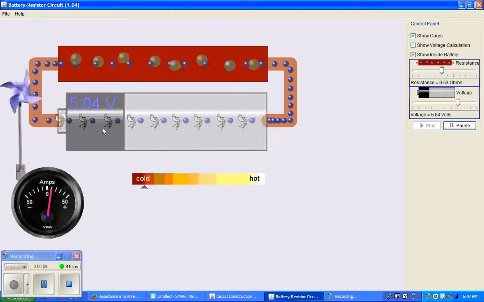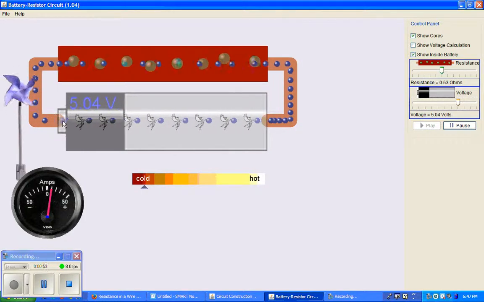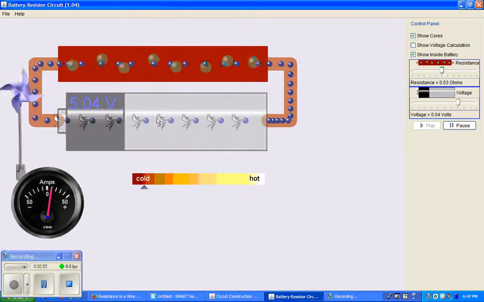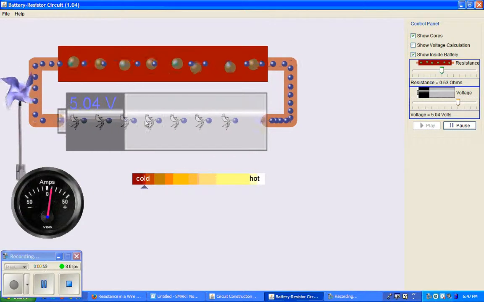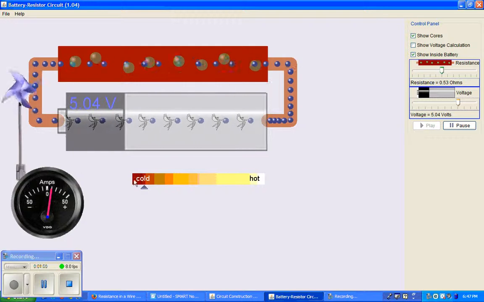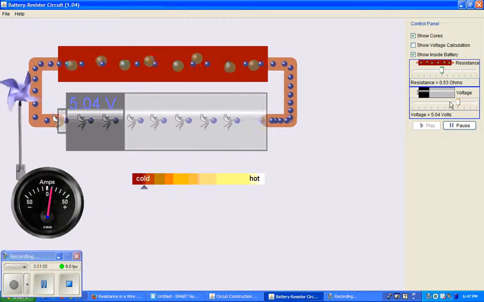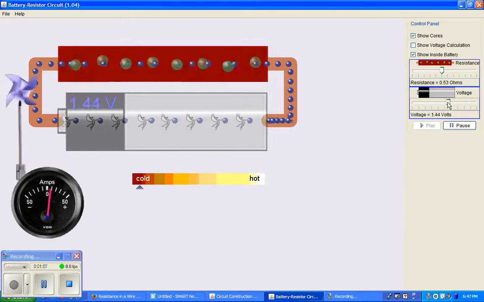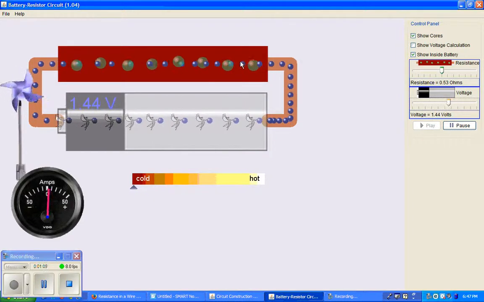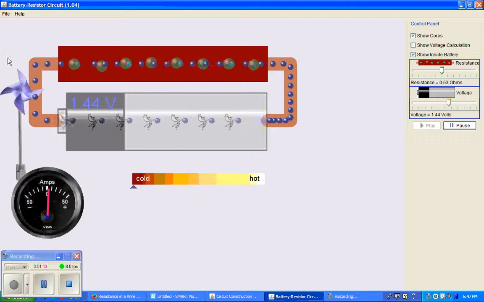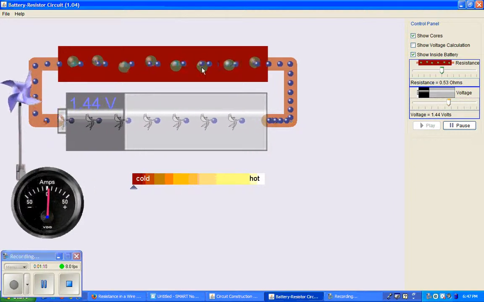you can see that these cranes that are carrying electrons from the positive terminal to the negative terminal have suddenly increased their energy, and the heat in the circuit has increased somewhat as well. If I back it down to where it was before, around 1.44, you can see the flow of electrons through the circuit has slowed down. The pinwheel is spinning slowly.